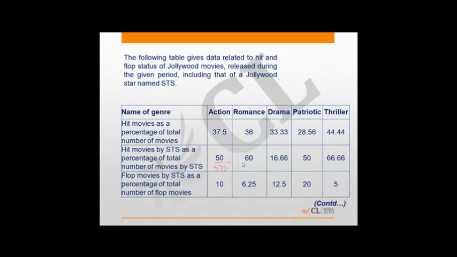I know that hit is 50, that means flop is 50. Hit is 60, flop is 40. Hit is 16.66, flop is 83.33. Hit is 50, flop is 50. Hit is 66.66, flop is 33.33. I know that this value is 1, so this value is more than half. This value is 1.5, again more than half. This value is 1 by 5, that is 0.2. This value is again 1 and this value is 2. So I can say that out of the 5 genres, in 4 genres he has his hit movies at least 50% of his flop movies. So answer is option D, that is 4.